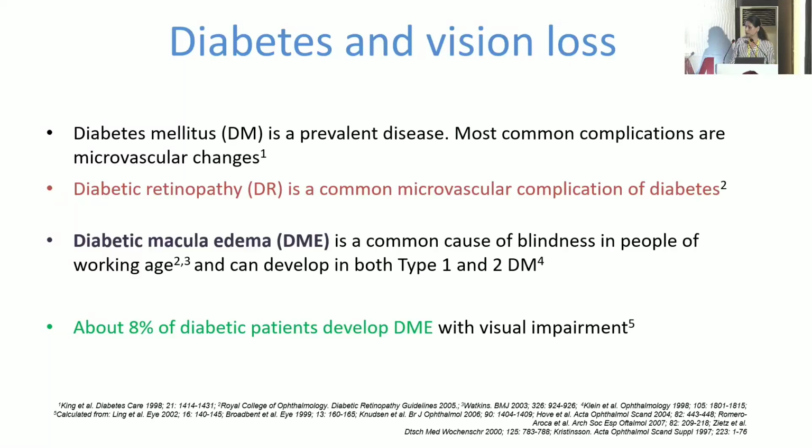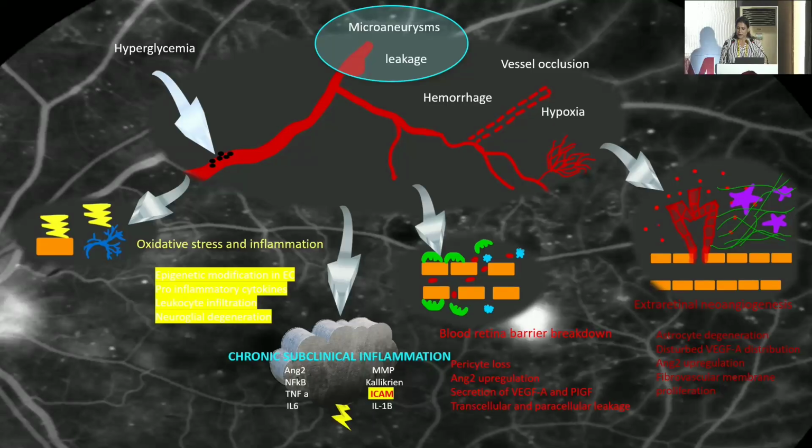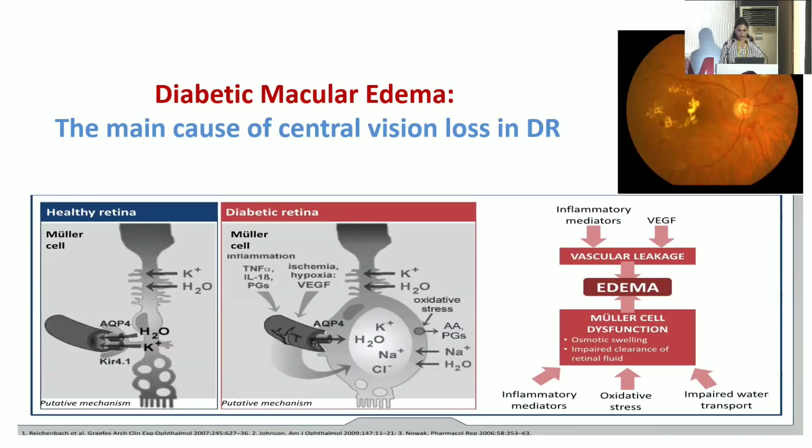So diabetic retinopathy is a common microvascular complication of diabetes, and diabetic macular edema is a common cause of blindness in people of working age and can develop in both type 1 and type 2. The pathophysiology is chronic hyperglycemia, which causes damage to the retinal vessels and breakdown of the blood-retinal barrier, and hence fluid leakage and accumulation.